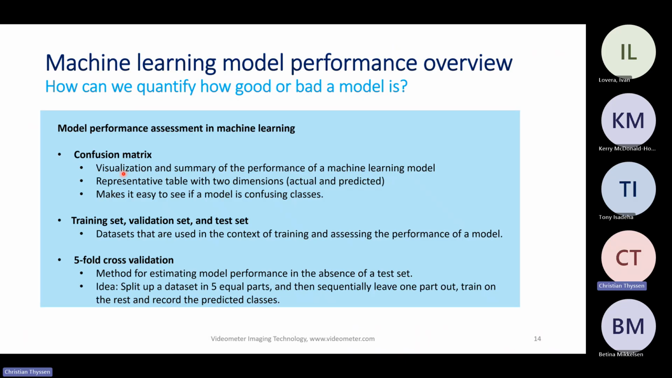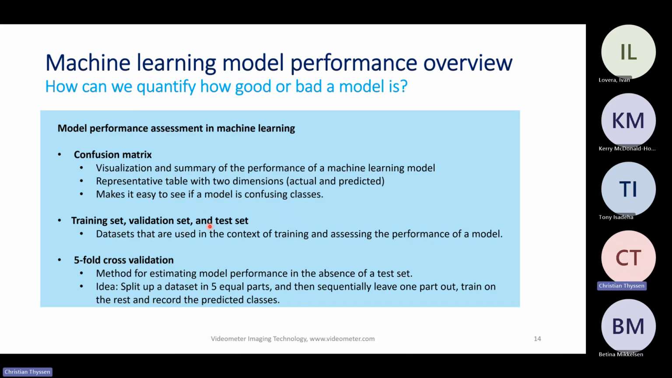It is a tool for visualizing and summarizing the performance of the model. Practically, it is a two-dimensional table which shows the actual and predicted classes. The reason why it's called a confusion matrix is because it makes it easy to see if a model is confusing the classes. And I'll get back to what this means in a few slides.